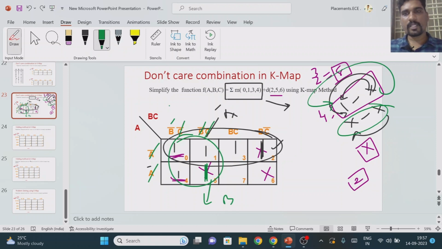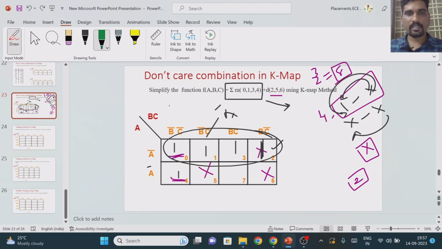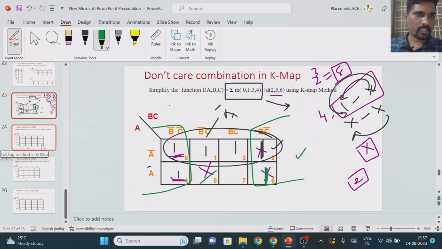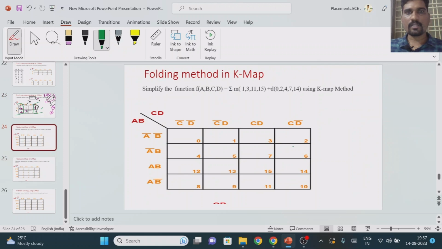Now some people might be having a doubt after seeing the problem, right? So I'll be considering like this. I'll leave it as it is. Now I'll consider this one as the don't care combination. In that case, you can perform the K-map grouping by using the folding method also, right? This is also correct only, guys, right? So we'll solve another problem so that you will get clear knowledge on how to perform the don't care operation.